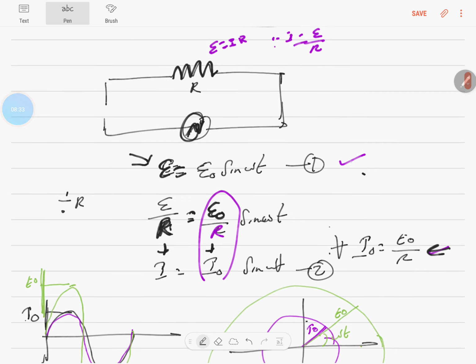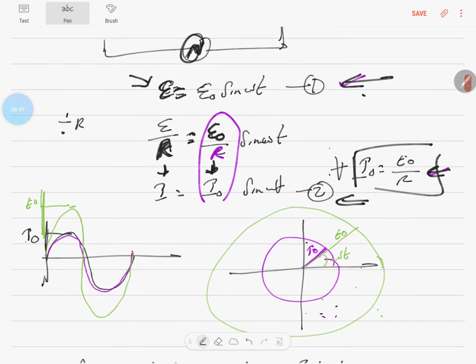So we started with E is equal to E0 sin omega t, and ended up with I is equal to I0 sin omega t, where I0 itself is E0 by R. Therefore, you know that the current and the EMF are in the same phase in the resistor. Nothing is ahead. They both are in the same phase, and you know how to draw the same phase for a graph as well as for a phasor diagram.